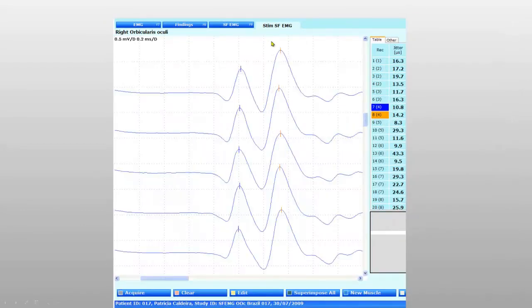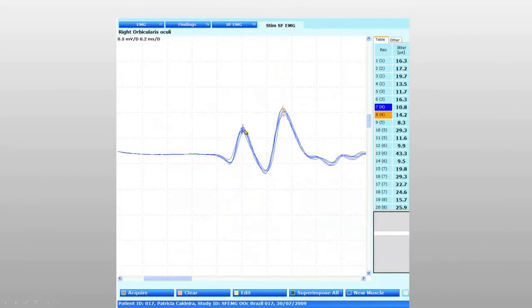This is a recording that looks nice, but when we superimpose, surprise to surprise, we see that this must be a summation of a few fibers, and also here, also this component is a summation. So this recording cannot be used.